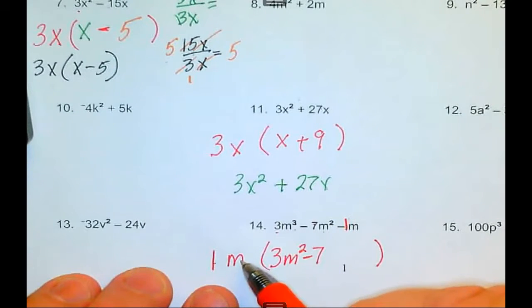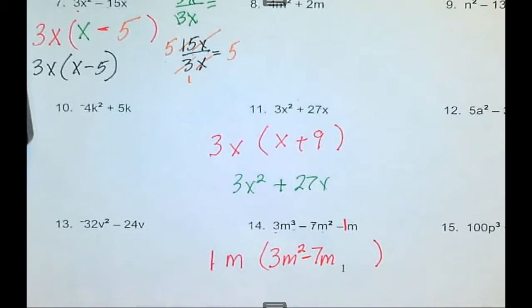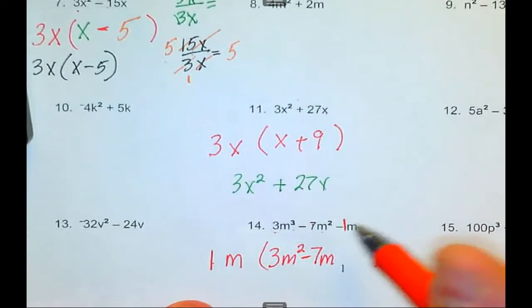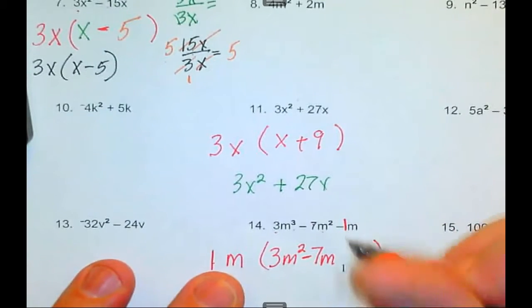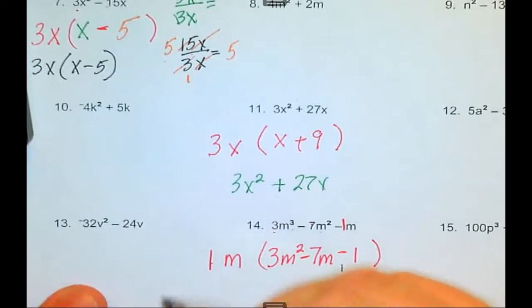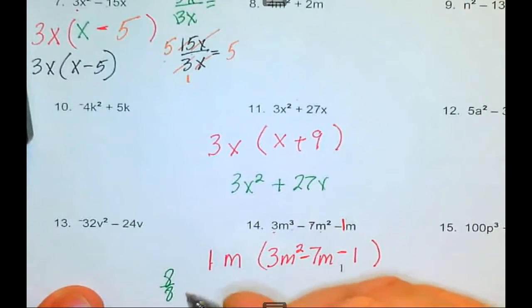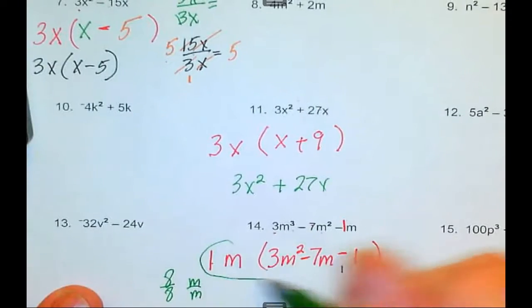M squared divided by 1m, I'm taking one of the m's away. So it leaves me with one of the m's. And 1m divided by 1m, careful. Anything divided by itself is 1. Good, Virginia. Anything divided by itself is 1. 8 divided by 8 is 1. M divided by m is 1. Okay? That's my answer.